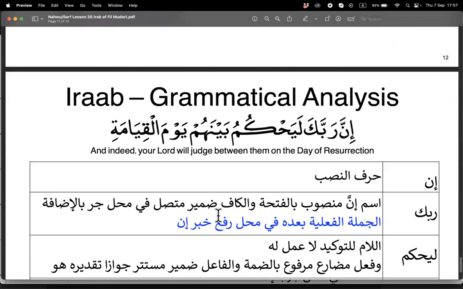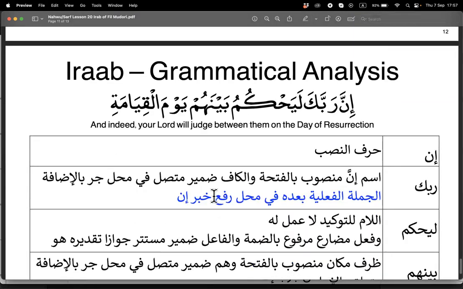For now, we say it is mansub bil fathah, you can see that. And usually zorf will be mansub because it's basically kind of a maf'ul, like maf'ul fihi. We'll talk about that much later. And then bainahum itself is mudhaf ilaihi, so this hum is your dhamir muttasil fi mahali jar. Because it's zorf, it must be muta'alliq to something. What is it muta'alliq to? Zorf is muta'alliq to yahkumu. Correct, muta'alliq to fi'il.